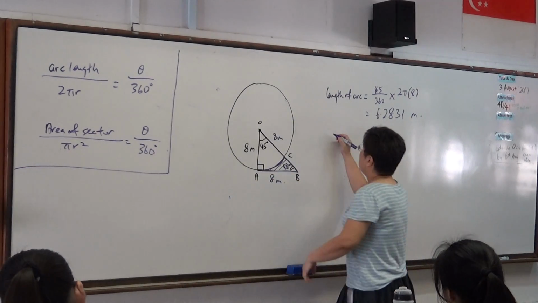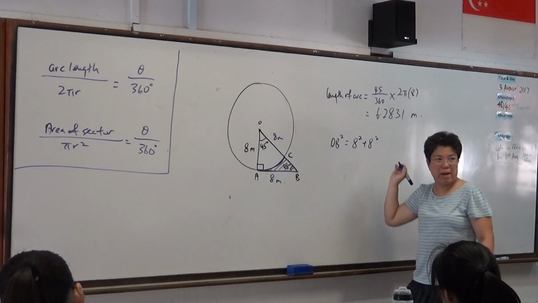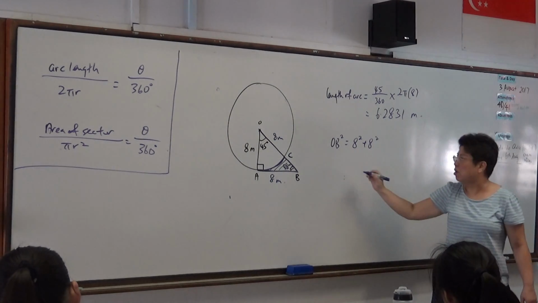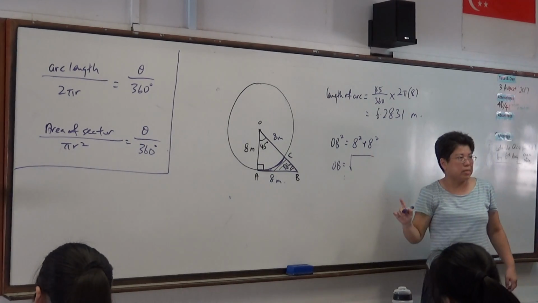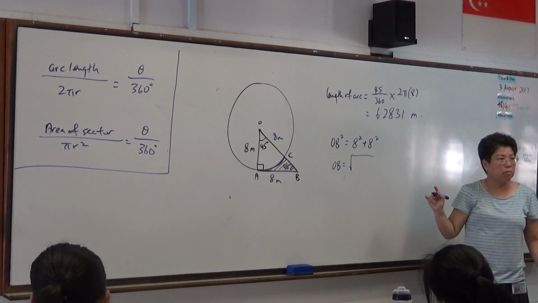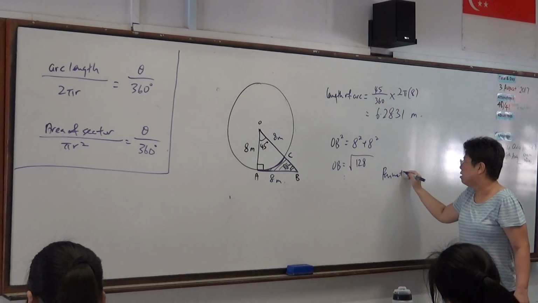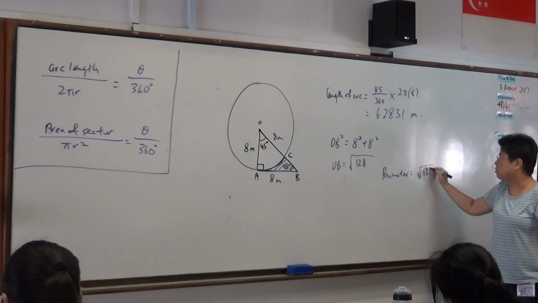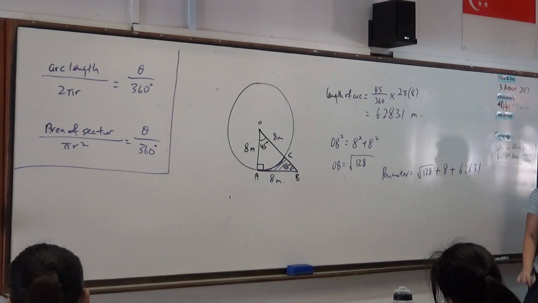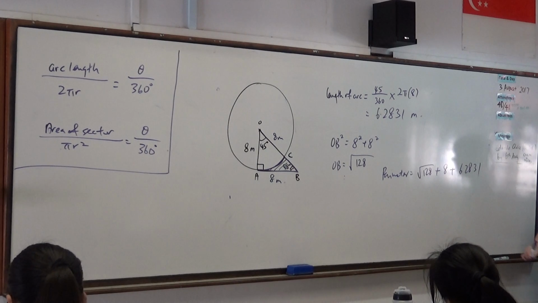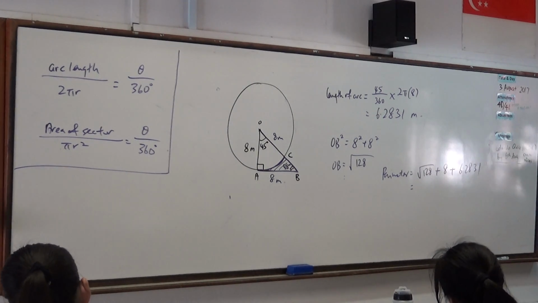Okay. So let's use the easy one. OB squared is 8 squared plus 8 squared. Am I right? By Pythagoras theorem. So OB will be square root of 64 plus 64, 128. Okay, so perimeter will be square root 128 plus 8 plus 6.2831, right? Agree? Okay, what's this answer?